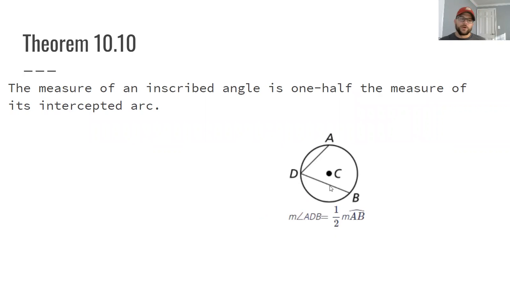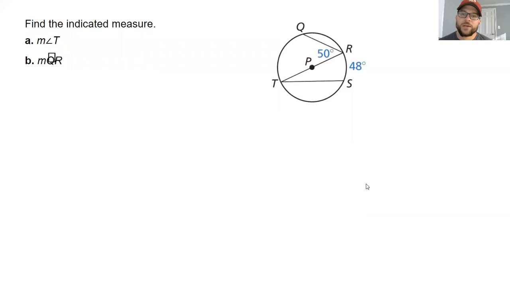The first theorem we're going to talk about is the formula to find the measure of an inscribed angle relative to its arc. The measure of the inscribed angle is equal to 1/2 of its intercepted arc. So if you're given the measure of this arc AB right here, the inscribed angle on the inside is going to be half that. Vice versa, if you're given the inscribed angle but you want to find the measure of the arc, you would double it, because that's the opposite of half. So let's find the indicated measures of these two parts of the circle.